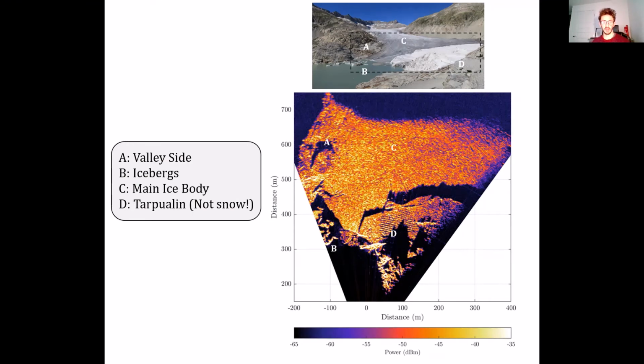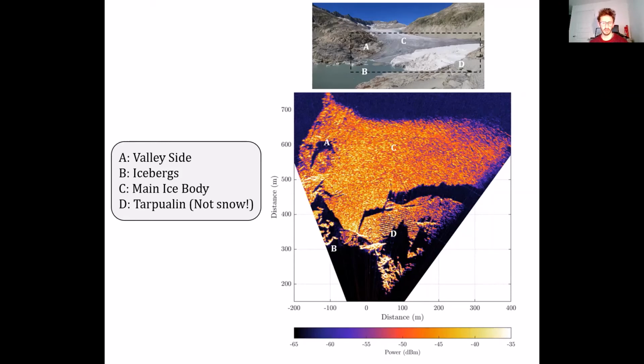What I am showing here is the first millimeter wave image of a glacier ever recorded, which is pretty exciting. The image is a bird's eye view of the front of the glacier, and the dotted box in the image above outlines the area that we've mapped. The labels A, B, C, and D all correspond to locations on the glacier. As you can see, the radar can pick out key features such as the icebergs, the main ice body, and the valley side, all showing varying degrees of brightness.